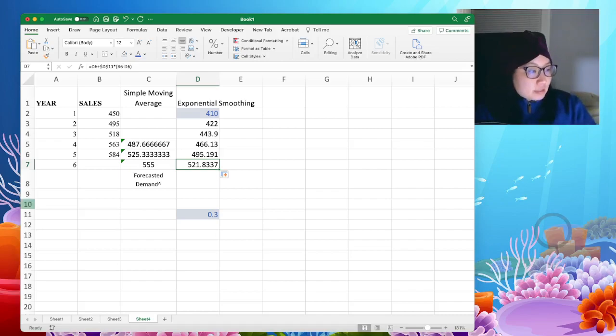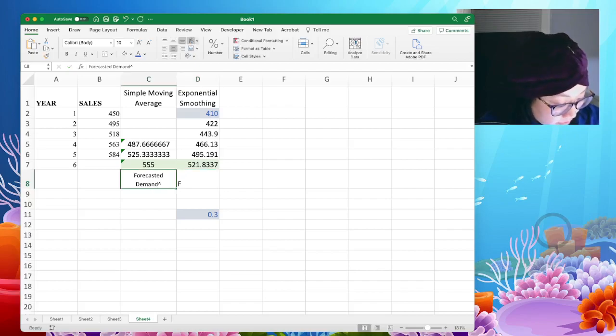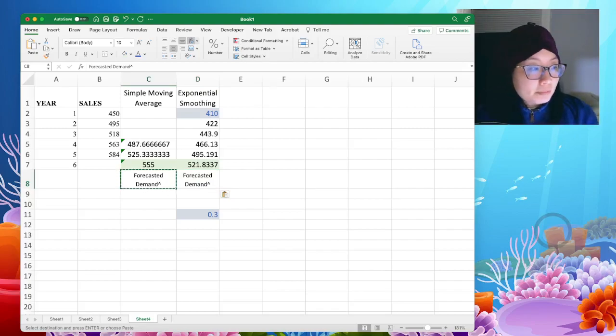So that's how we would get the forecasted values, and this is how you would be able to compare the two different approaches between simple moving average and exponential average. So these are the two values that we've come up with for predicted values. So let's say exponential forecasted demand also. And these are both the forecast values that we would compare with the actual values.